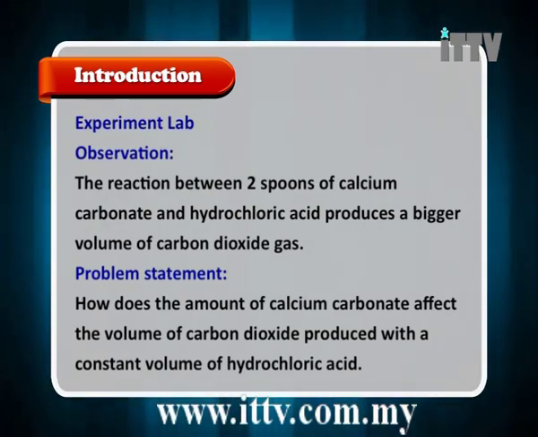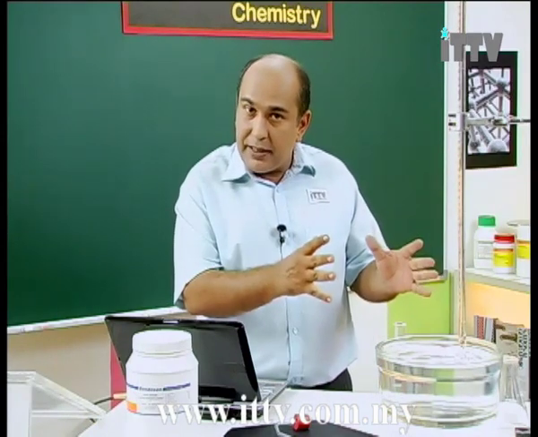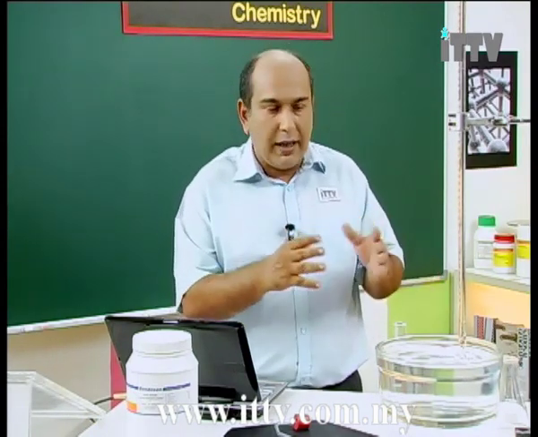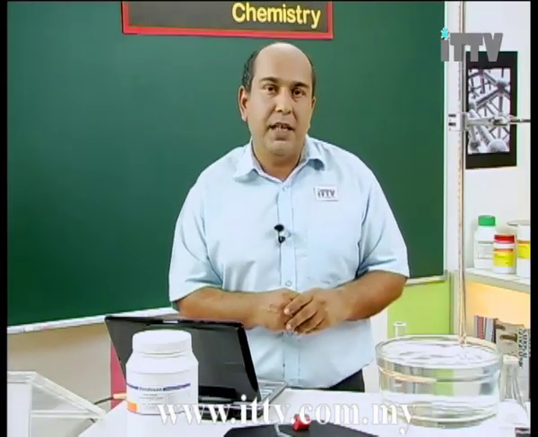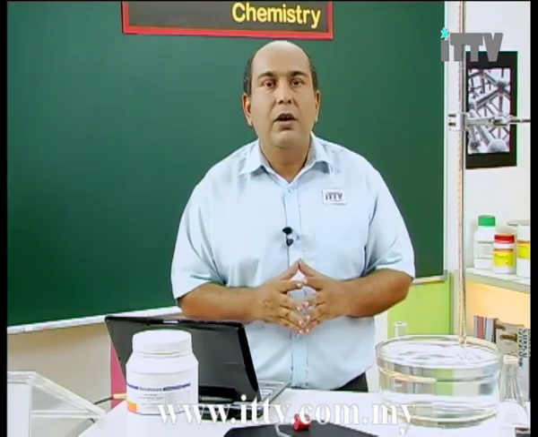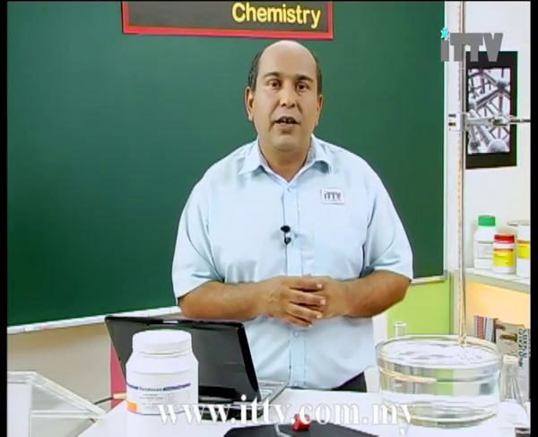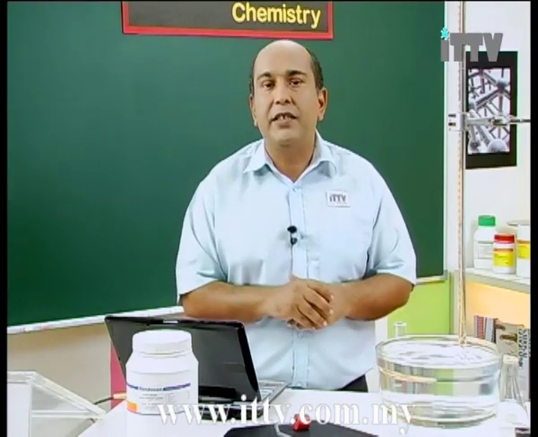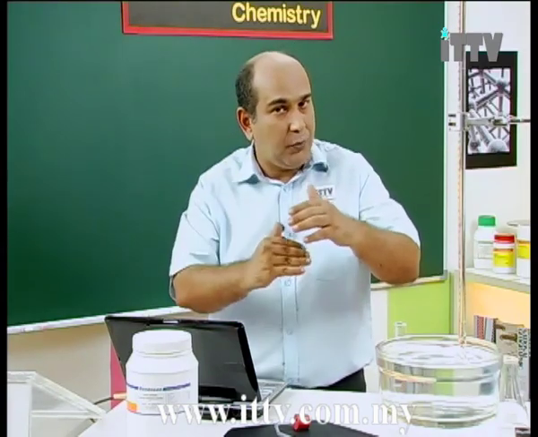How does the amount of calcium carbonate affect the volume of carbon dioxide produced with a constant volume of hydrochloric acid? So this is the problem you get. You've seen something and then you think to yourself, how does this affect this? How does the amount of calcium carbonate affect the amount of carbon dioxide produced when you have a fixed volume of hydrochloric acid which has a fixed concentration at the same time? So that's your observation and that's your problem statement.